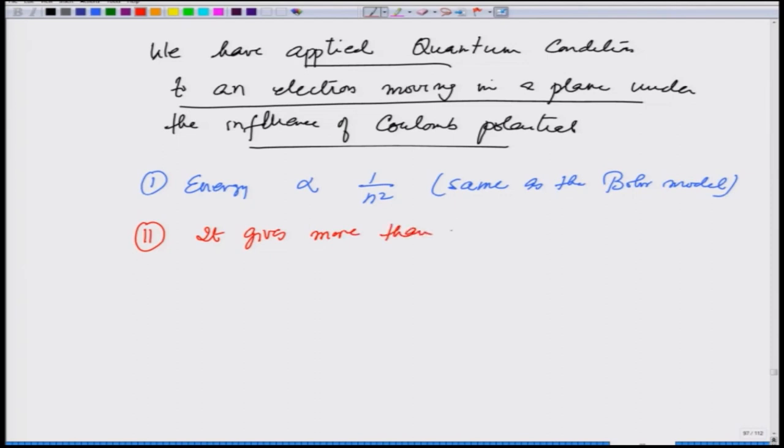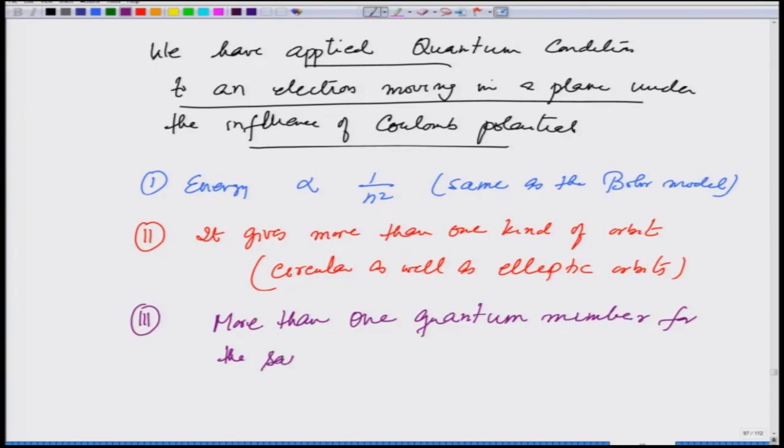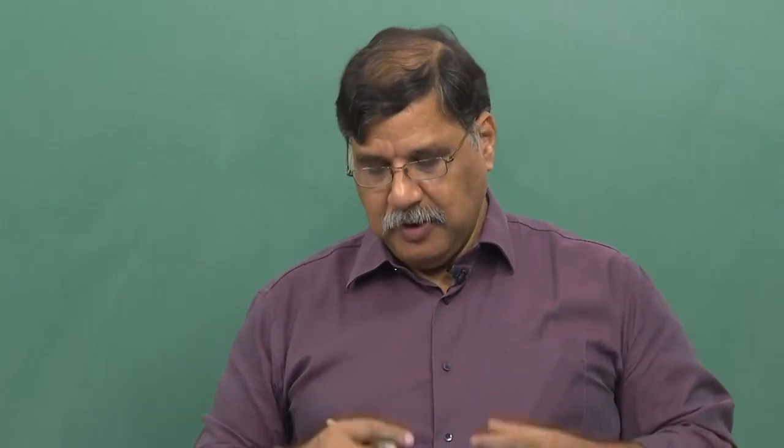More important, however, is it gives more than one kind of orbit, that is circular as well as elliptic orbits, and it introduces the idea of more than one quantum number for the same energy. More than one quantum number means there could be more orbits than one orbit which has the same energy, and in this case they happen to be circular and elliptic orbits of different eccentricities.